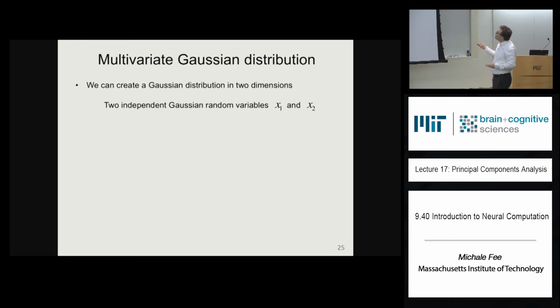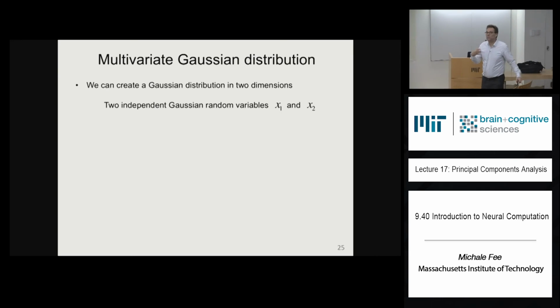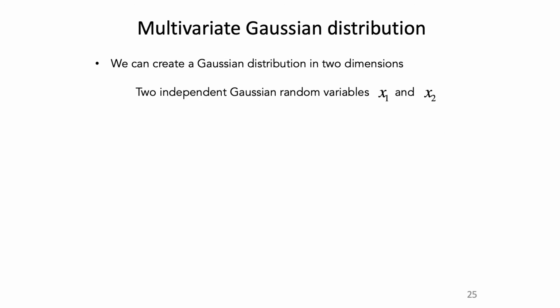Okay, so let's say that we have, let's build up a Gaussian distribution in 2 dimensions. So we have, again, our Gaussian random variables, x1 and x2. We have a Gaussian distribution where the probability distribution is proportional to e to the minus 1/2 x1 squared. We have probability distribution for x2. Again, probability of x2.